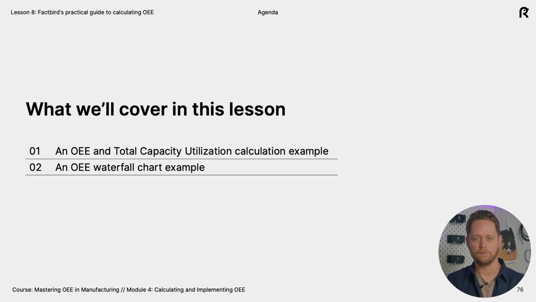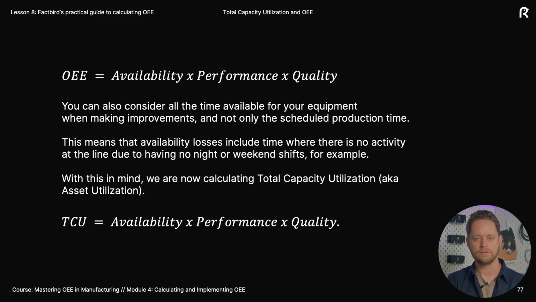So let's put together what we've learned so far in the course with a full OEE calculation example, including stop cause categorization. You'll find the Excel worksheet for this exercise in the accompanying article for this lesson in FactBird's Manufacturing Intelligence Academy. So we'll start by grouping stop causes into availability, performance, and quality losses, and then taking the product of them to get our overall total capacity utilization rate. Then we'll look at the waterfall method using the same data to get a breakdown of TCU, OEE1, OEE2, and finally OEE3. As you'll recall, OEE equals availability times performance times quality.